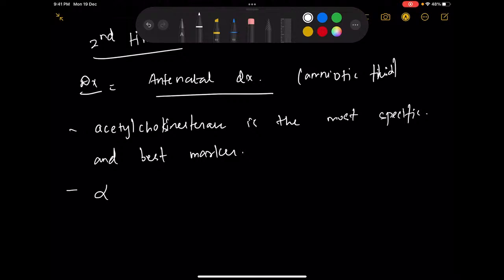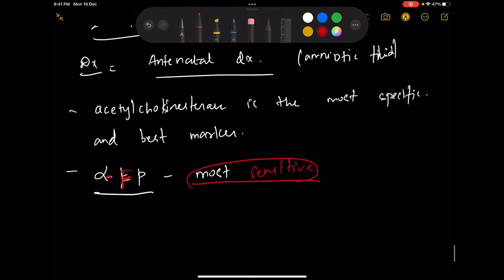And you have alpha fetoprotein. Alpha fetoprotein is the most sensitive marker for detecting neural tube defect.